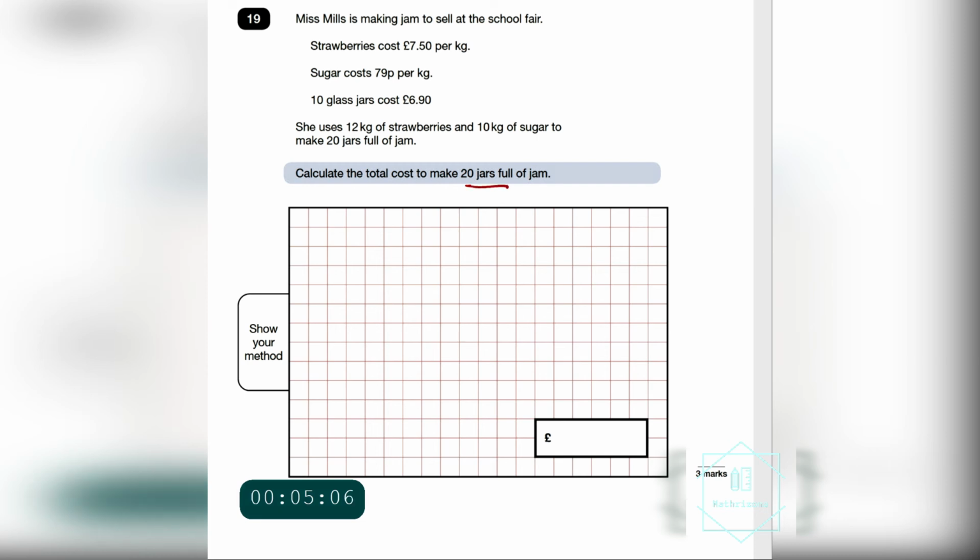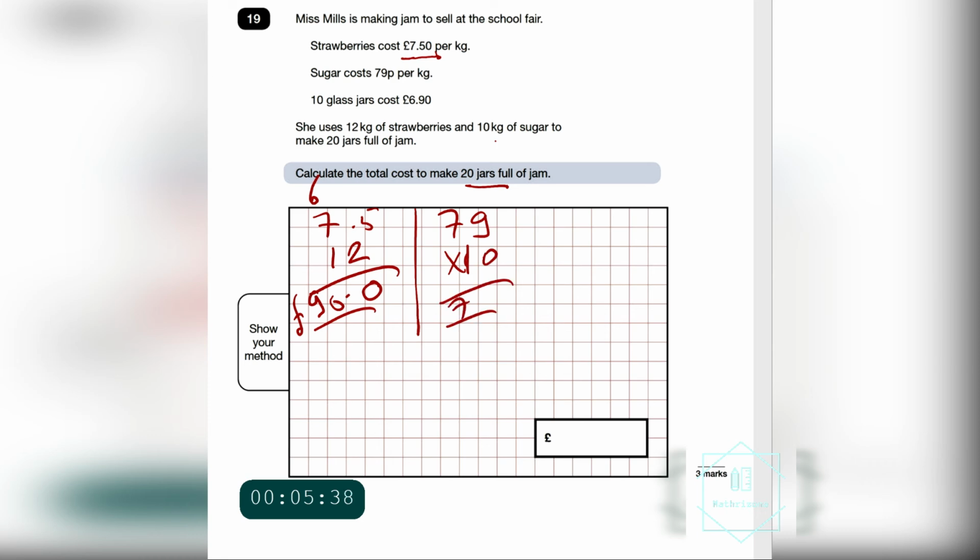So she uses 12 kg. So 1 kg costs 7.5. So let's calculate the cost of 12 kg. 7.5 times 12. 12 times 5 is 60. And then carry 6, 12 times 7 is 84 plus 6, 90. So the cost of 12 kg will be 90 pounds. Sugar costs 79p, and she uses 10 kilograms of sugar, so that will be 10 times this, that will be 790p. But we are working out everything in pounds, so we have to make this in pounds, so that will be 7.90 pounds.